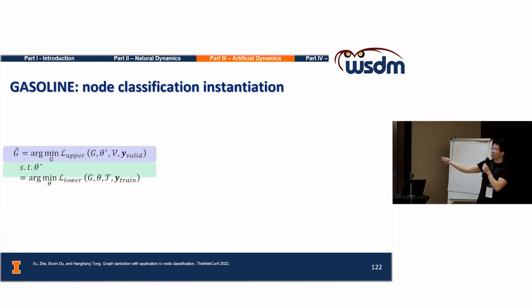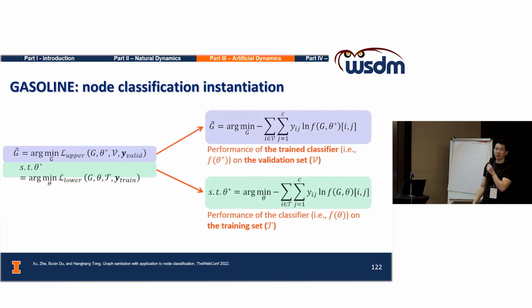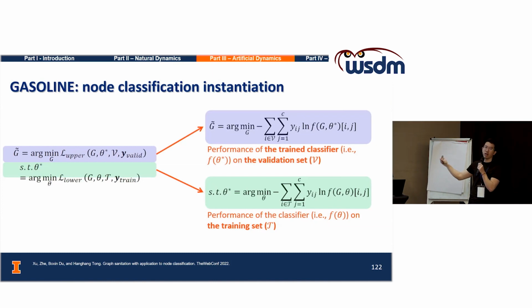And this formula is still a little bit abstract, so we try to instantiate it into the node classification setting. Here, the lower level problem is the training objective over a training set, right? Summed over the training nodes, and we select the negative log likelihood objective function. And after we obtain a trained graph neural network, theta star, we also use the negative log likelihood objective function to evaluate its performance over the validation nodes, and we try to minimize the validation loss. Okay.